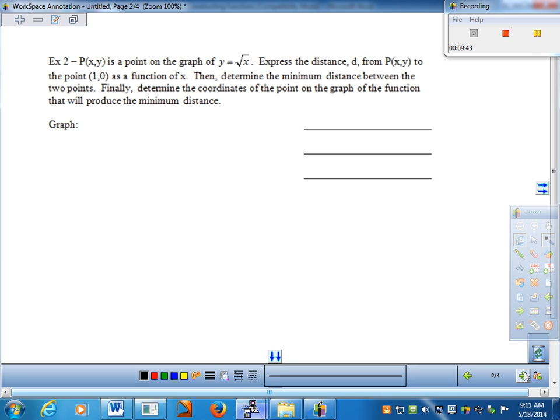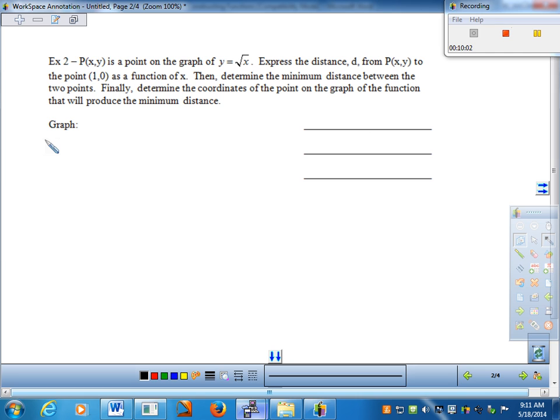I'll go ahead and read it, and I'll help you with the graph, and so when you do one similar to this, you'll have an idea of what to look for. So here we go. We've got a point x, y, so just an ordered pair essentially, is a point on the graph of y equals the square root of x. Express the distance d from that point to the point (1, 0) as a function of x.